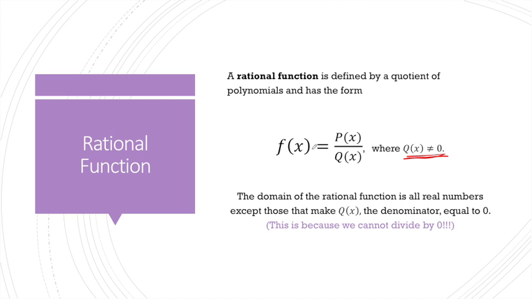What does this mean? This means we're taking a function, something like a line, right? The graph of a line is a function, so I could have a function x, and I'm writing that over another function, perhaps another line, like 2x minus 4. And the domain of this rational function is all real numbers except those that make q of x equal to 0, okay? So how am I going to determine what values are not in my domain?